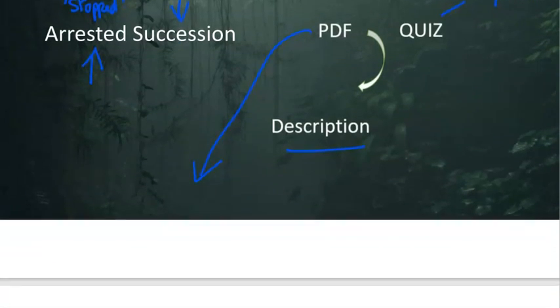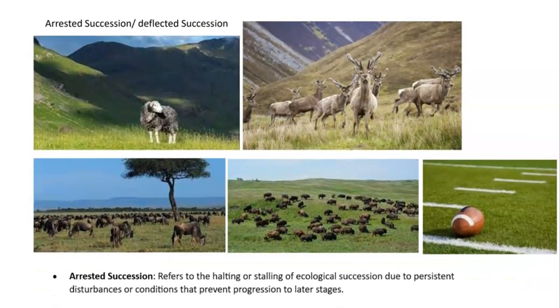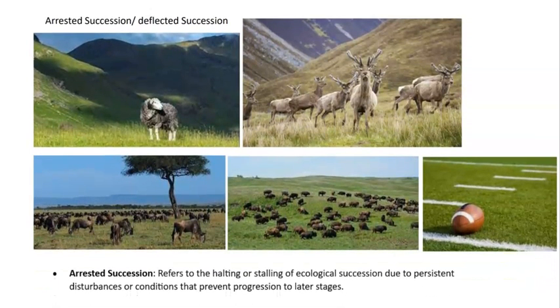So arrested succession. My reference points here are the upland areas of the United Kingdom in comparison to the grasslands of places like the Serengeti of East Africa and the North American plains, and indeed your very own football field. Arrested succession refers to a halting or a stalling of ecological succession.